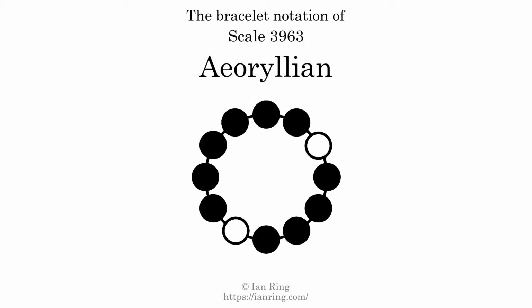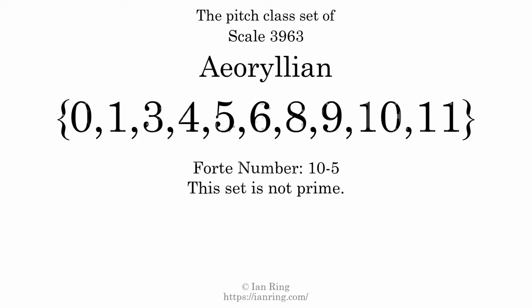This is a bracelet notation diagram of scale 3963. The shaded circles represent tones that appear in the scale, and they are read clockwise, starting at the top. The pitch class set for this scale is 0, 1, 3, 4, 5, 6, 8, 9, 10, 11. The forte class is 10-5. This set is not prime.